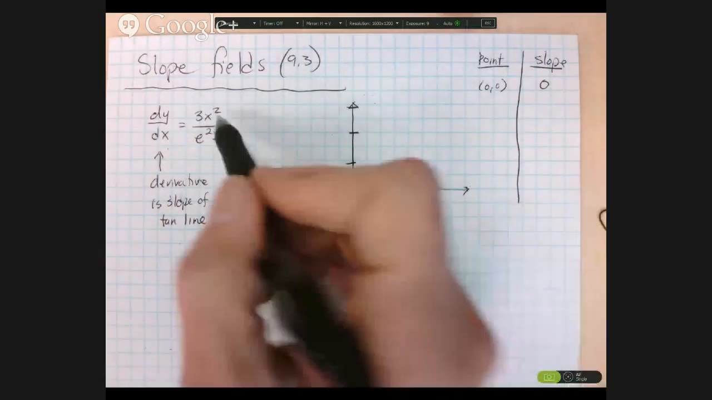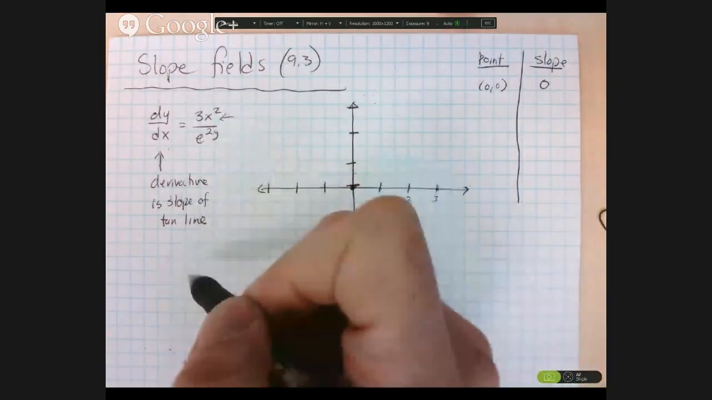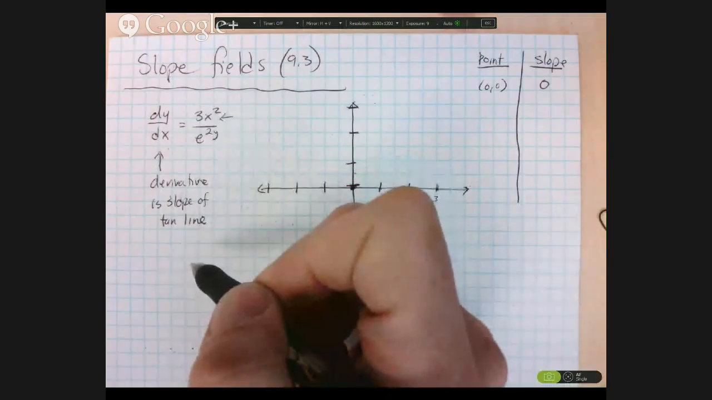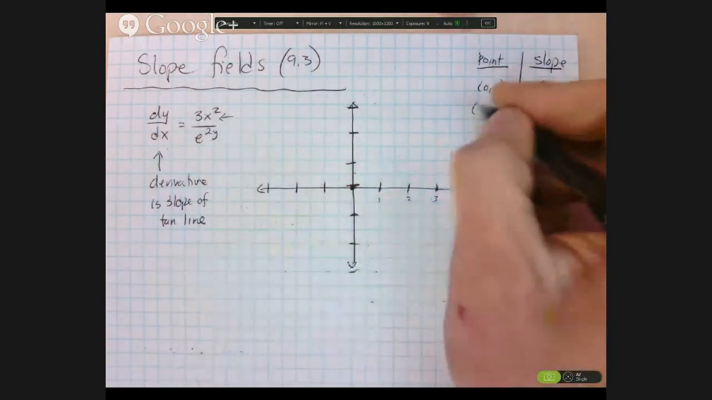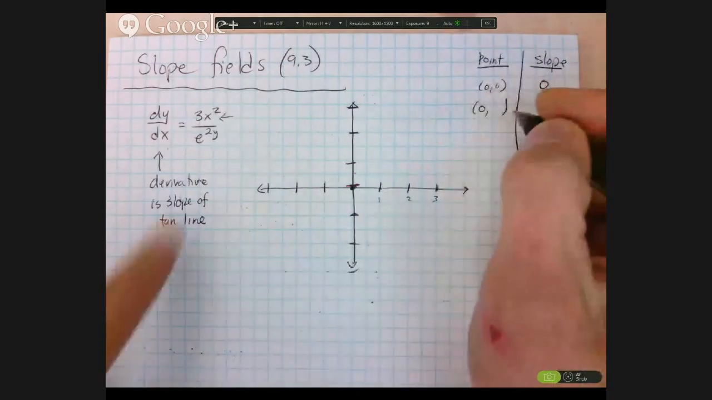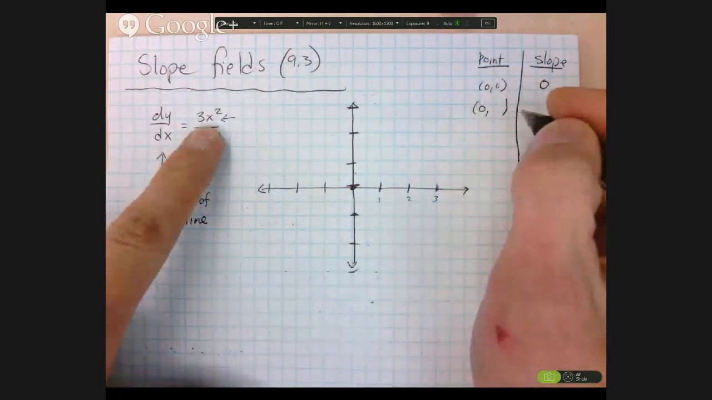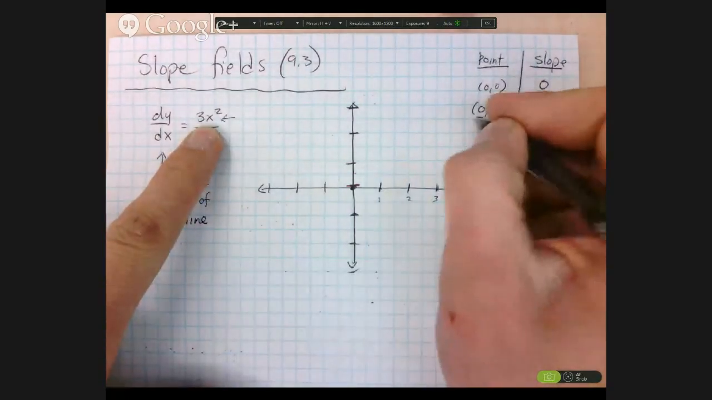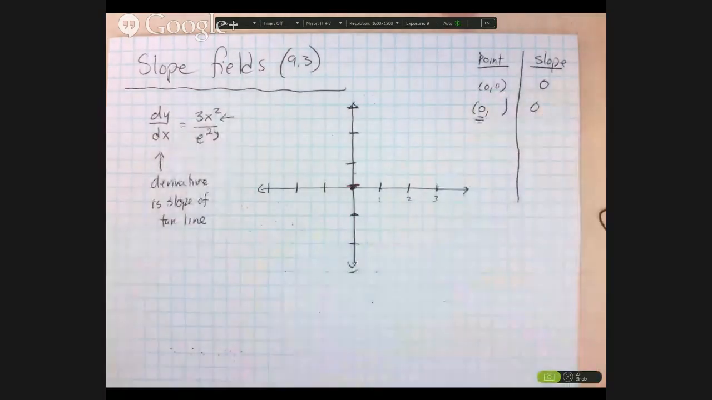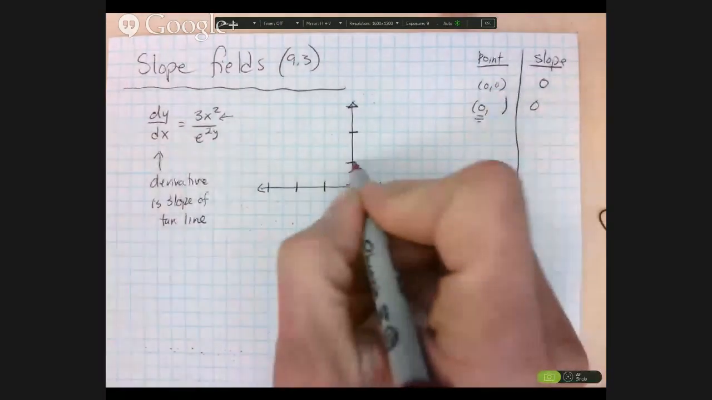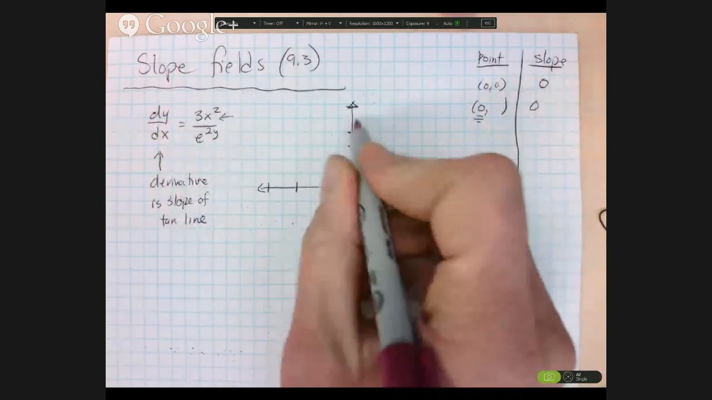What do you notice if any value of x is 0? What's the whole thing going to be? Yeah, 0, because it's going to be 0 on top, right? So any x value of 0 gives us a slope of 0. So just put a tick mark every half step.